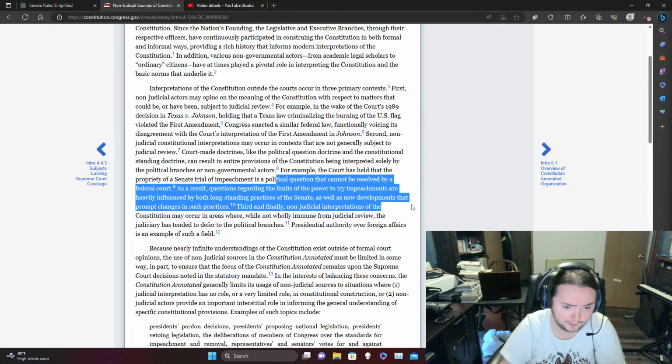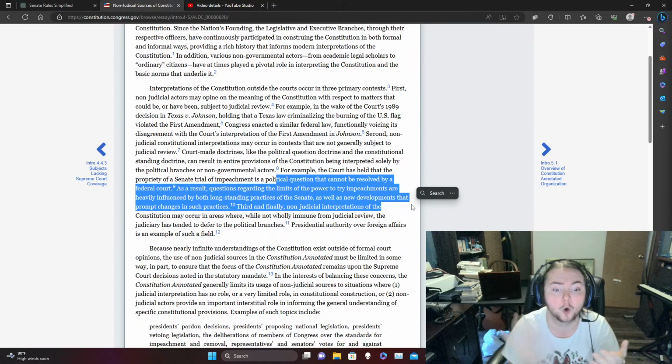Third and finally, non-judicial interpretations of the Constitution may occur in areas that, while not wholly immune from judicial review, the judiciary has tended to defer to the political branches. Presidential authority over foreign affairs is an example of such a field.